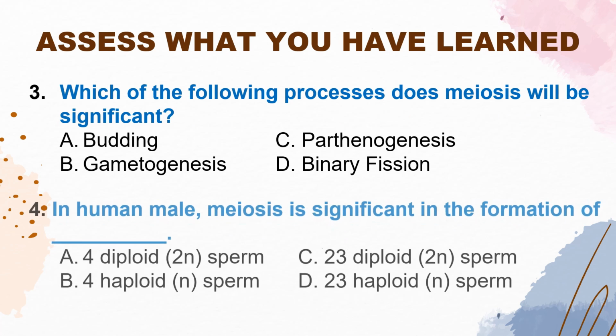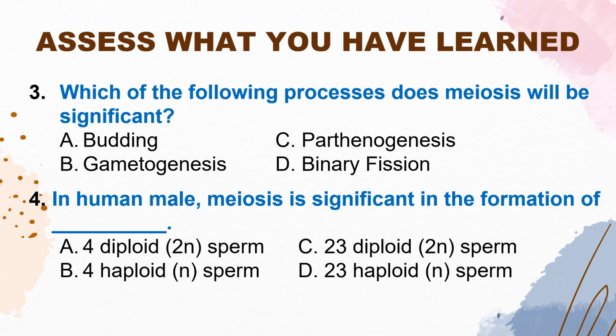Number 3. In which of the following processes will meiosis be significant? A. Budding. B. Gametogenesis. C. Parthenogenesis. D. Binary fission. Number 4. In human male, meiosis is significant in the formation of blank. A. 4 diploid sperm. B. 4 haploid sperm. C. 23 diploid sperm. D. 23 haploid sperm.